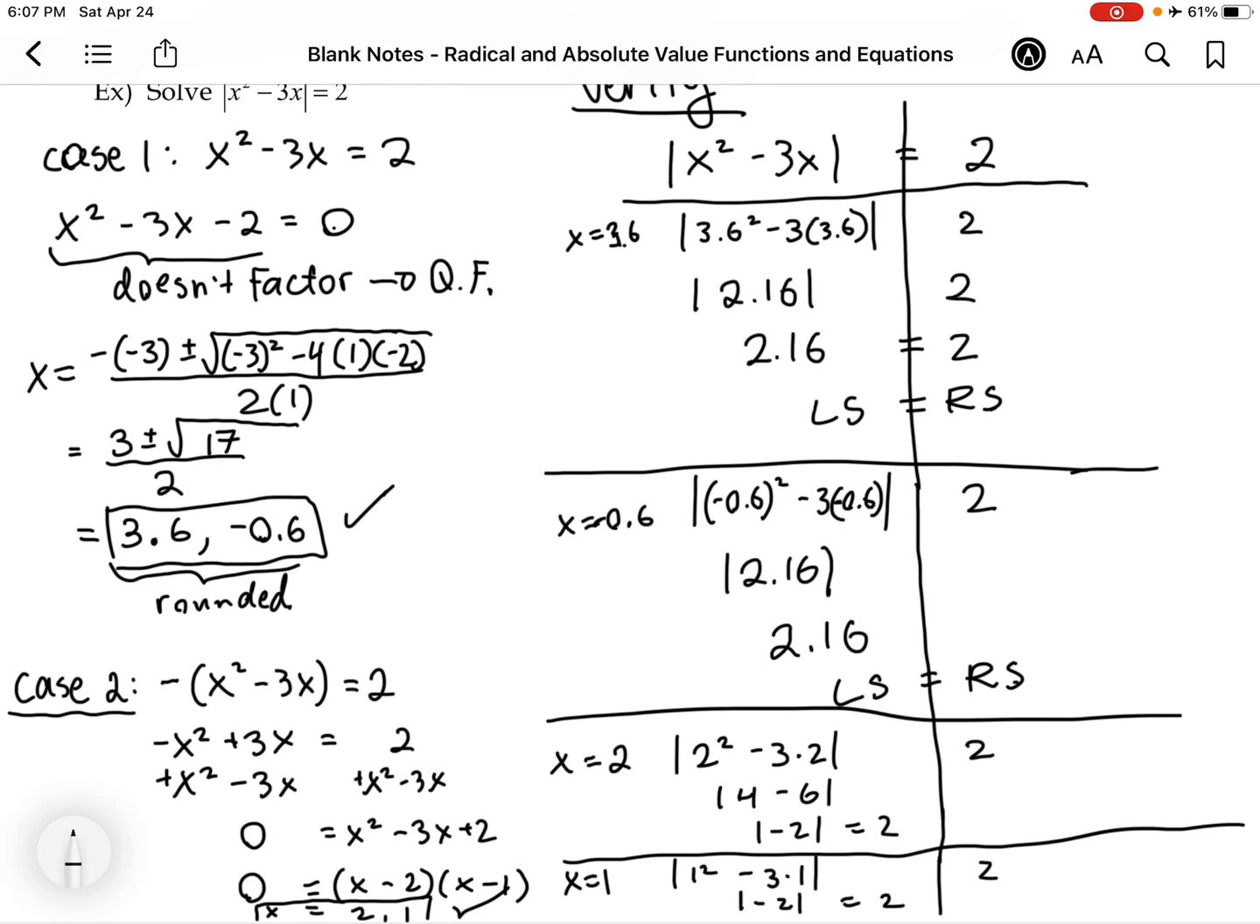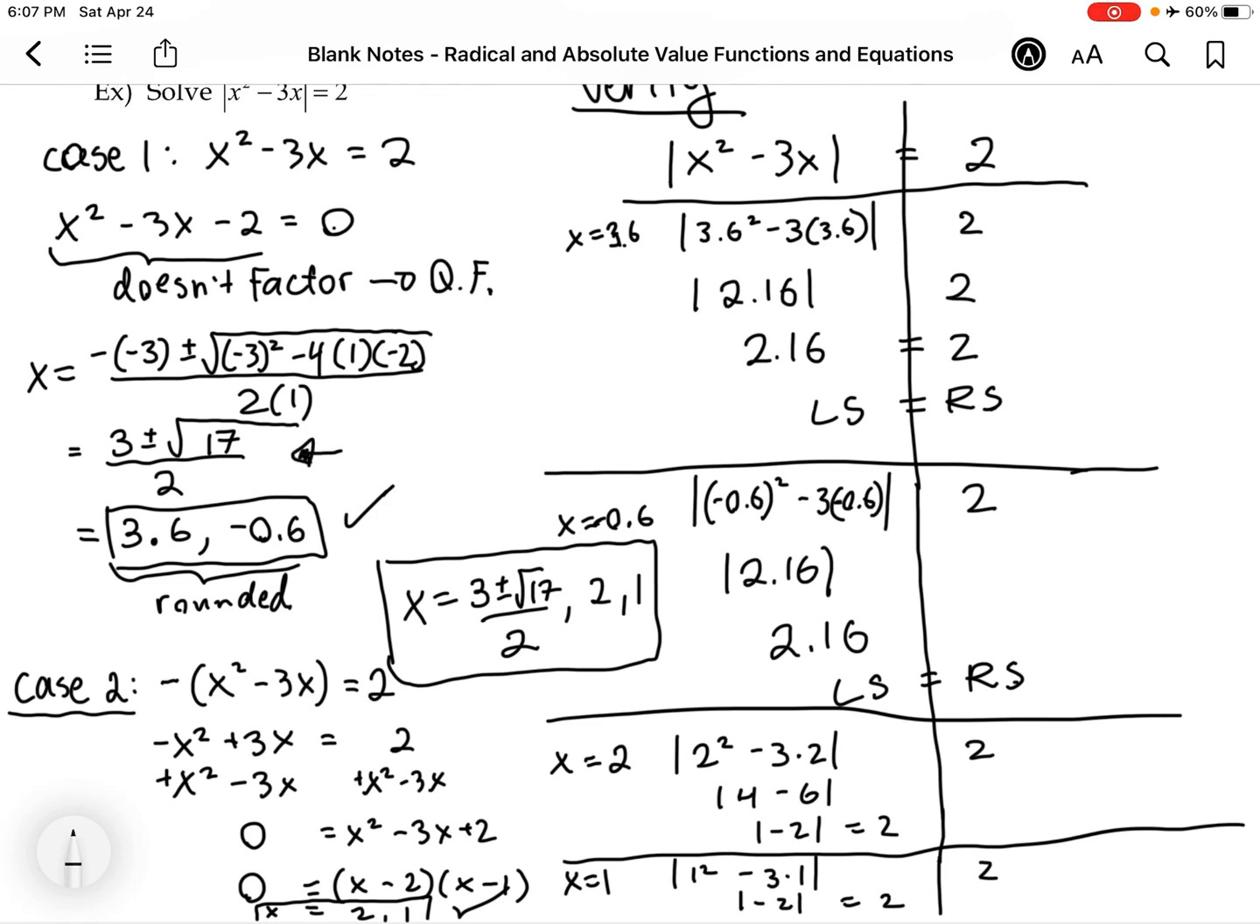So the full answer is x equals, and in fact, we could now go back and use the exact values. 3 plus or minus the square root of 17 over 2, 2 and 1. I wouldn't suggest using the exact values for your verification because that's going to be really annoying to substitute in. And of course, if the question asks you to round, then certainly round. But once you know that it's an answer, you can certainly give the exact values because we've already found them right there. Okay, so this is the full answer.